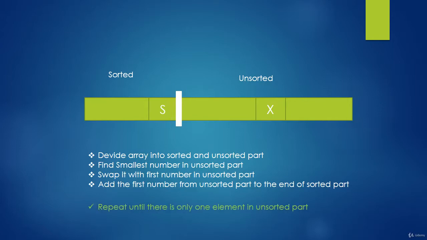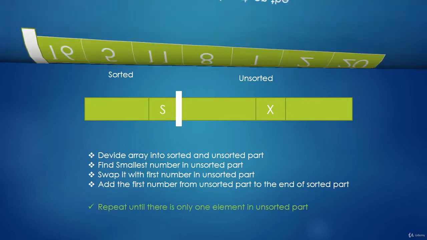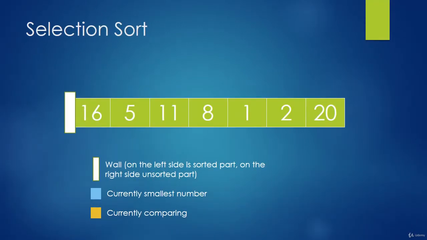We are going to use something called wall. So on the left side of our wall we have sorted part, but on the right side we have unsorted part. And we put our wall at the beginning of our array because we haven't sorted any number yet. Now, as the algorithm says, we are going to find the smallest number in the unsorted part.